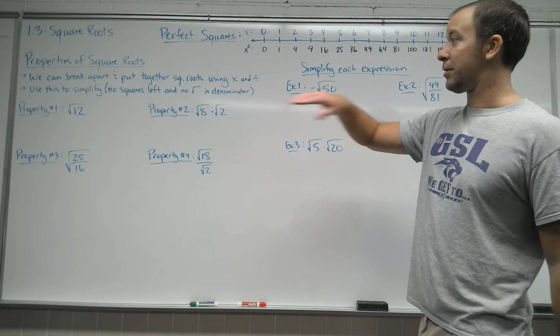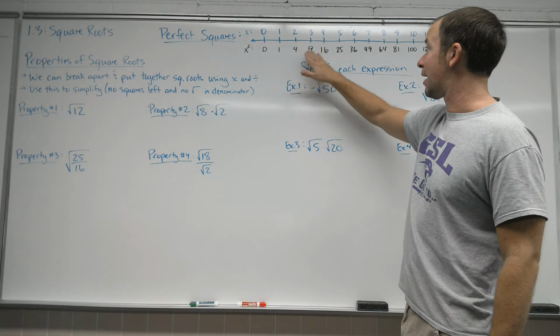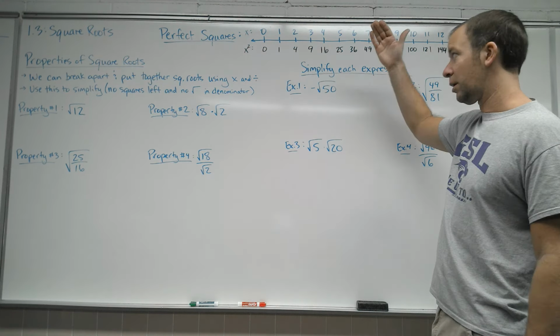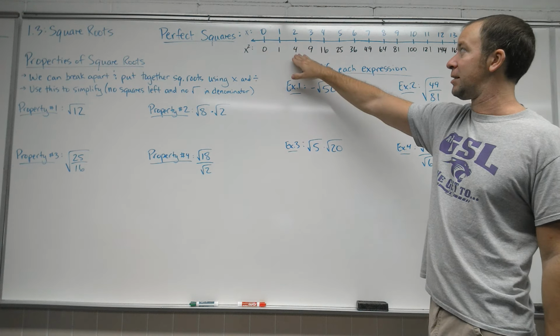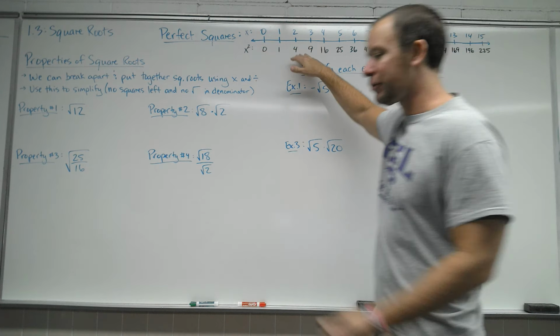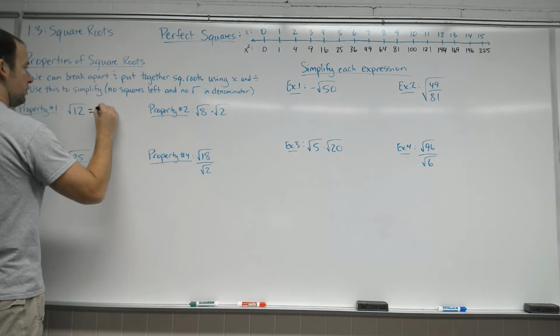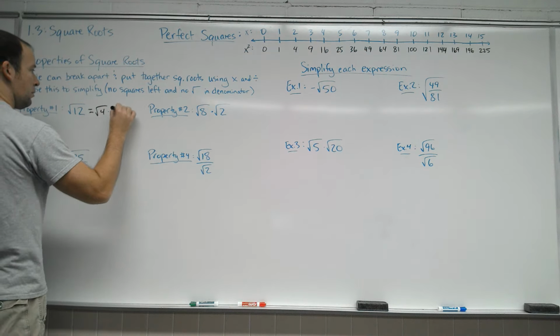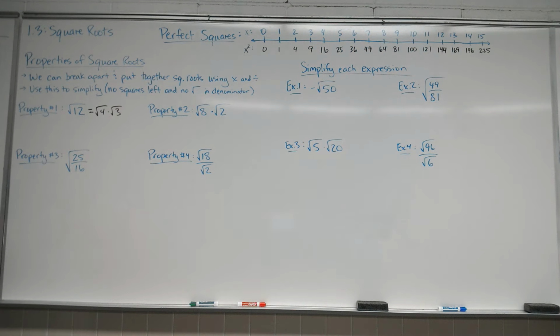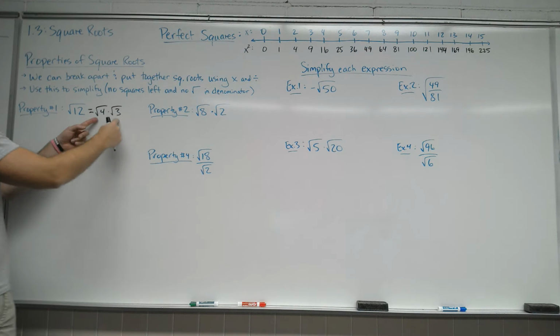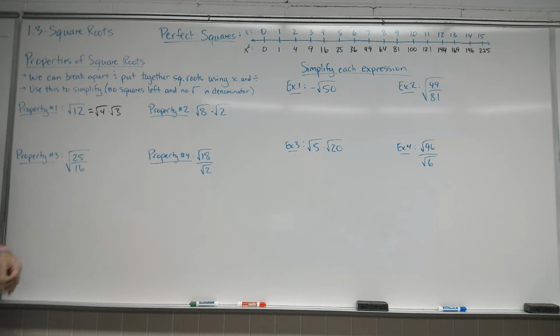Okay, so I look at the square root of 12. Can I divide 12 by any of these perfect squares? And the answer is yes. I can divide it by a 4. So I'm going to do that. I'm going to break 12 into 4 times 3, which is totally fine. Like that'll work because I can put them back together and get the 12 that I started with.